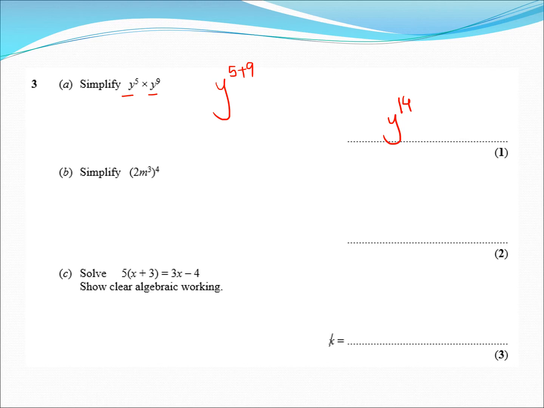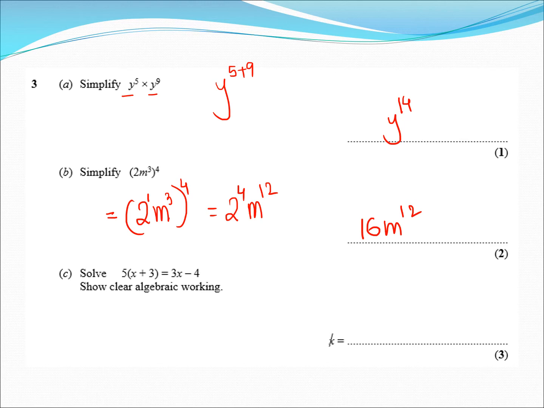Okay. The second part of the question is saying (2m cubed) all to the power of 4. That means a power raised to a power. In this situation you need to be a little bit extra careful, because most of the time the students forget to consider the power of 2. The power of 2 is 1 and the power of m is 3, and it's all to the power of 4. So when you open up the brackets, you actually multiply the powers together. 4 times 1 is 4, so that's 2 to the power of 4 and m to the power of 12. The power of 4 applies to both 2 and m cubed. So we're getting 2 to the power of 4, which will give you 16, m to the power of 12. That is the answer to question 3b.